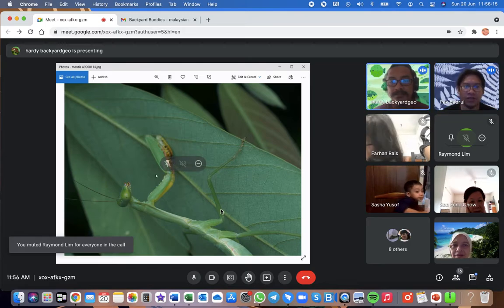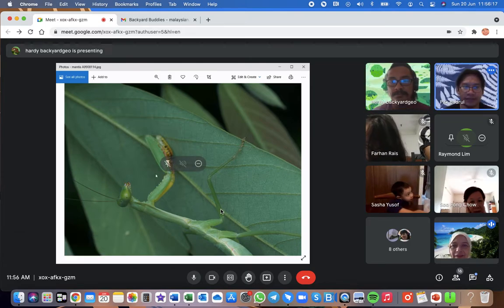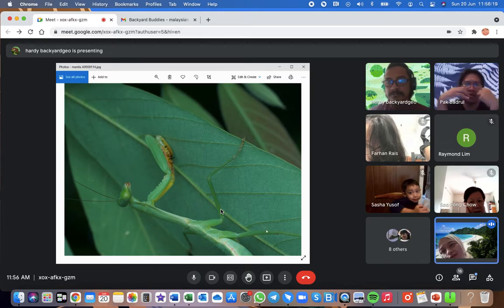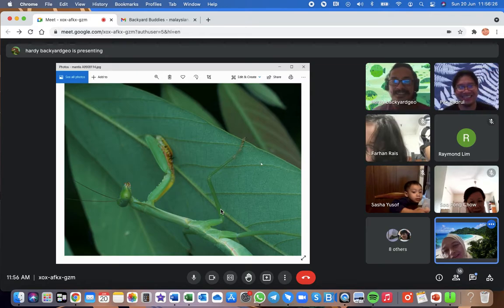They use the leg to catch prey. They hold the prey and get the mouth and eat it. Oh, okay. Scary.